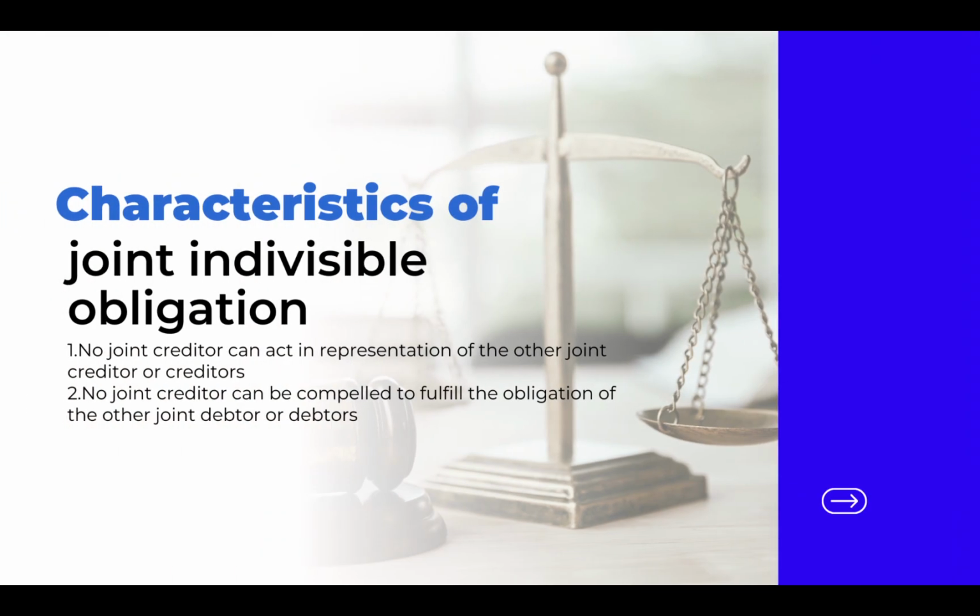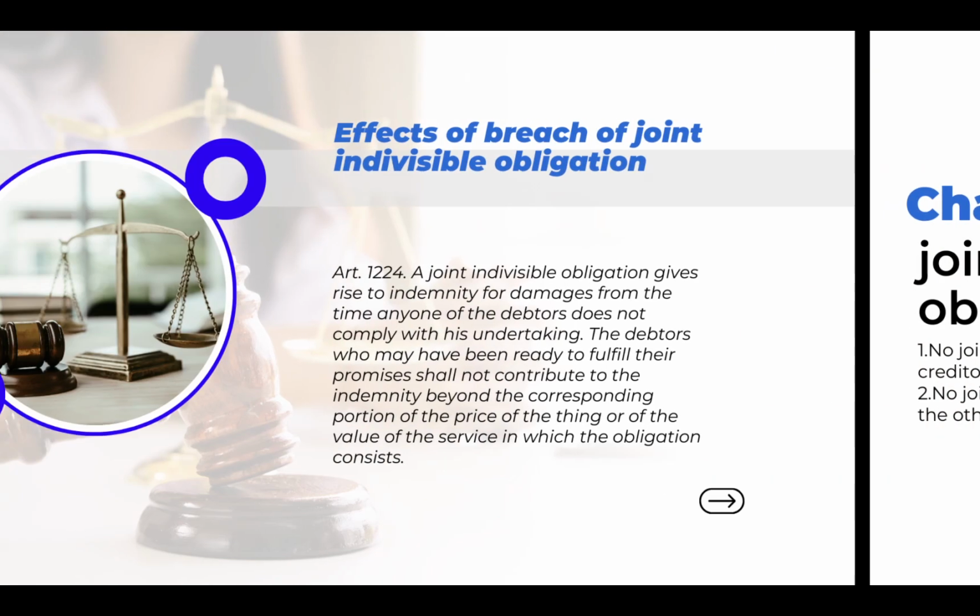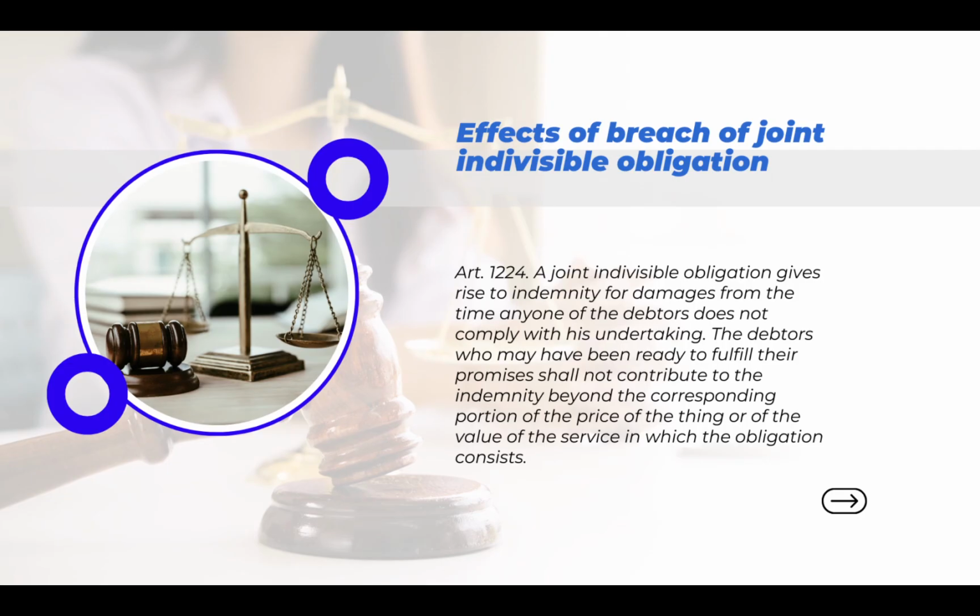Now, what are the characteristics of joint indivisible obligation? No creditor can act in representation of the other joint creditor or creditors. Yan yung joint indivisible. No joint creditor can compel to fulfill the obligation of the other joint debtor or debtors, as I have mentioned earlier. Now, what is the effect of breach of joint indivisible obligation?